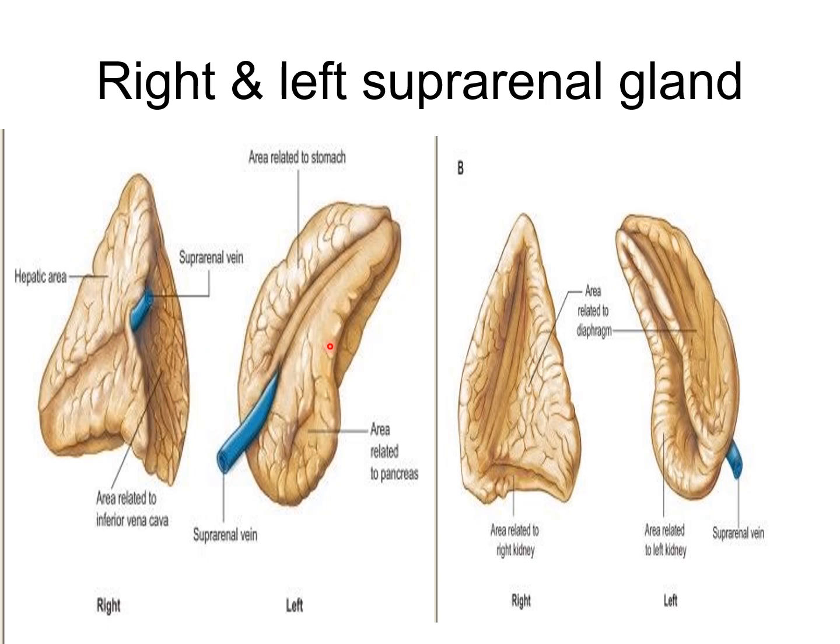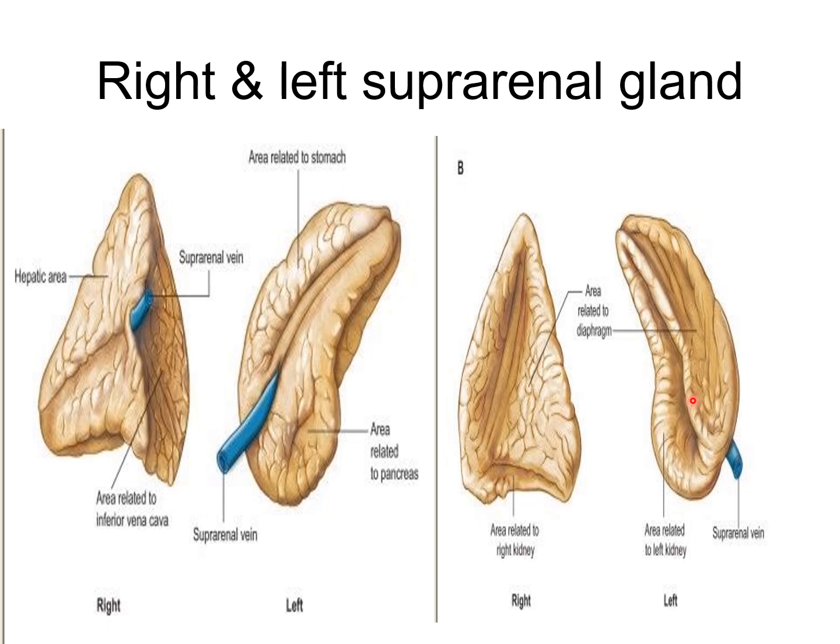Now the left suprarenal gland is semilunar in shape and has two ends, an upper end and a lower end. This one is the upper end and this one is the lower end. The upper end is narrow compared to the lower end. There are two surfaces, an anterior surface and a posterior surface.